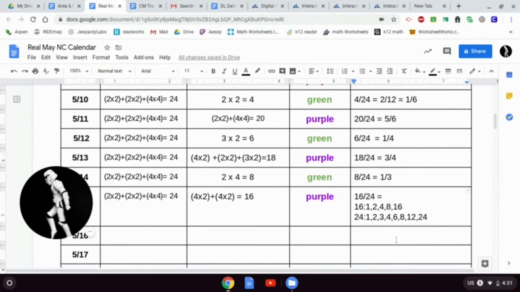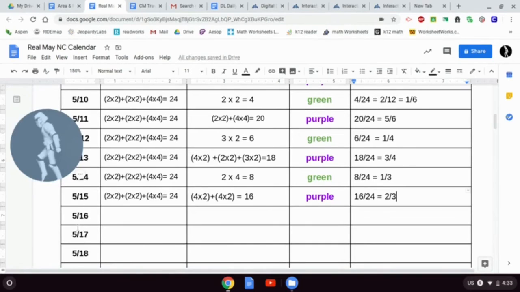What is the greatest common factor for 16 and 24? Why, it's 8. So 16 divided by 8 is 2. 24 divided by 8 is 3. 16 24ths is equivalent to 2/3.